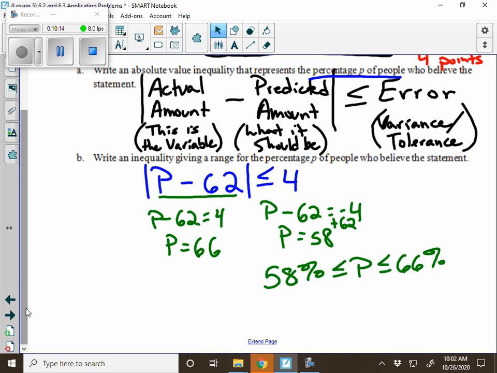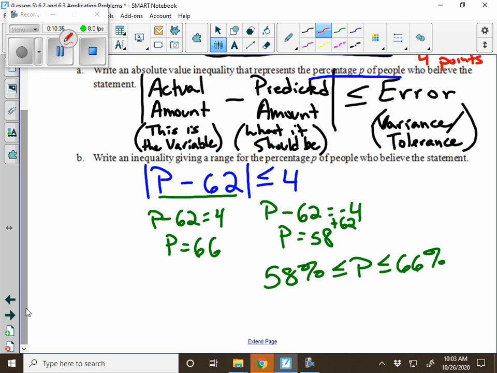So 62% should be our national average. That's what it should be. You go do random polls around the country, what it's actually going to be is probably between that range, 58 and 66. If you listen to a good poll, they should have a margin of error because it's never going to be perfect.